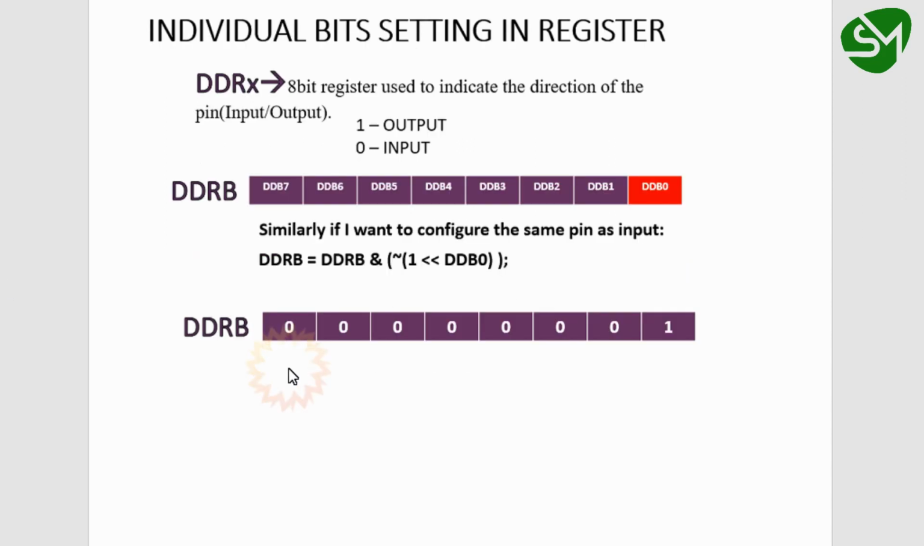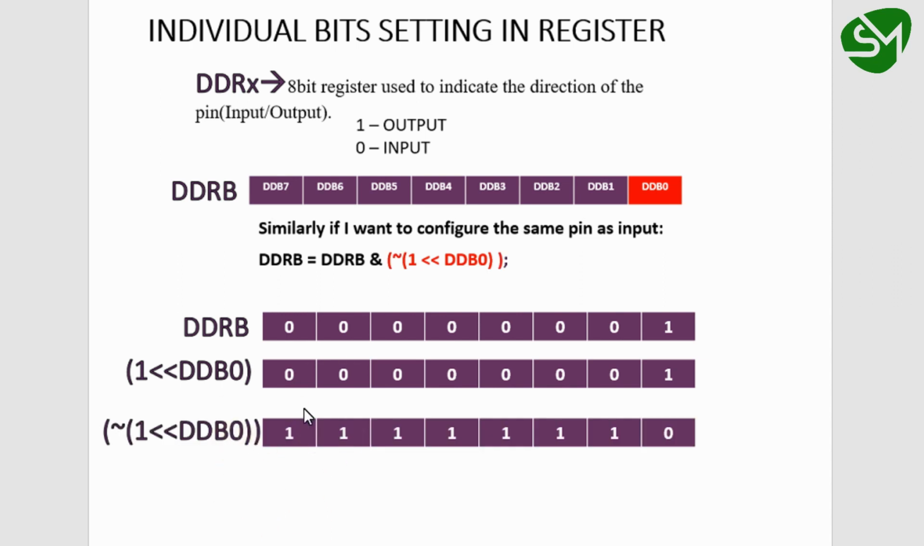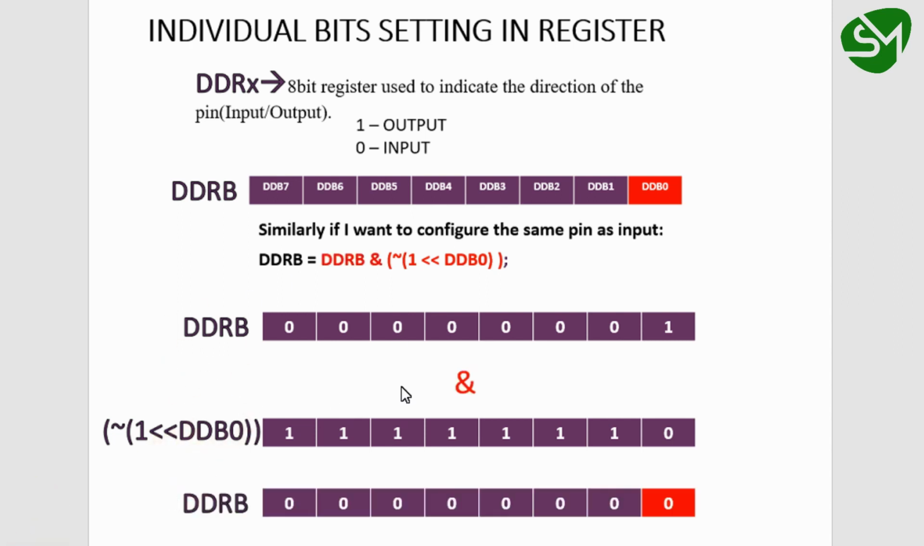Let's understand this line. Let's assume the initial value of DDRB to be 00000001. I am purposefully assigning this value as 1, and the 1 left shift of DDB0 will give the value 00000001. And for the negation of this value, we will get all the zeros as ones and ones as zeros in this register. That is, the result of this negation of 1 left shift of DDB0 will give us 11111110.